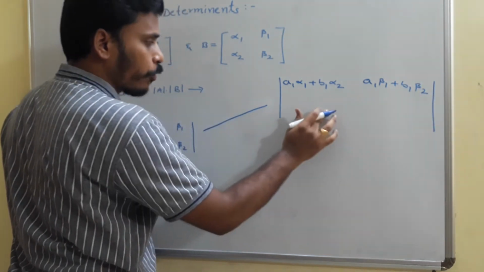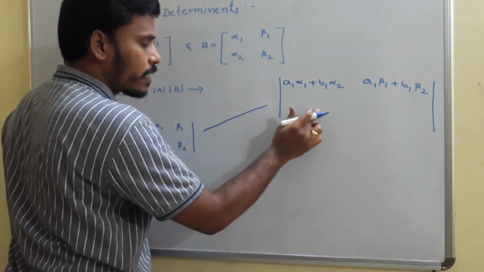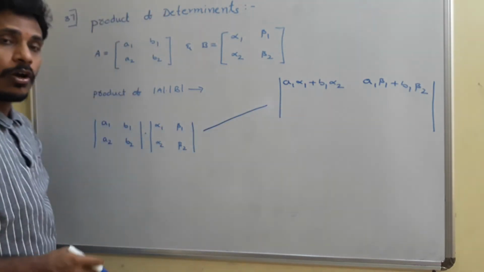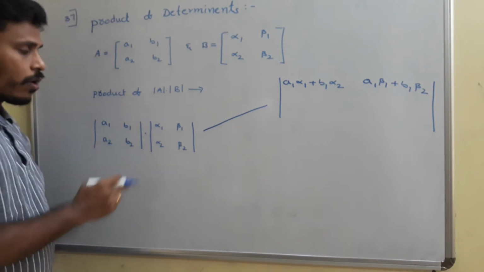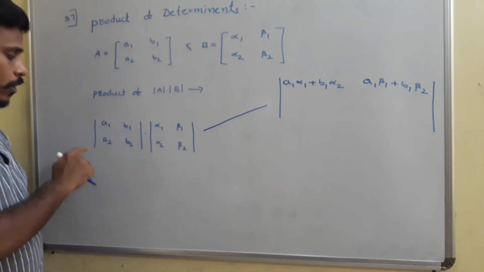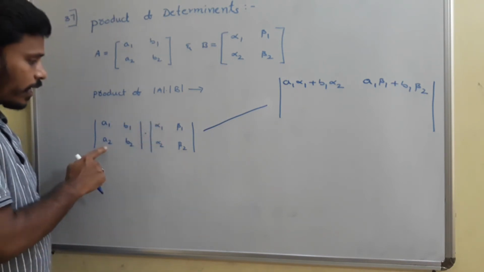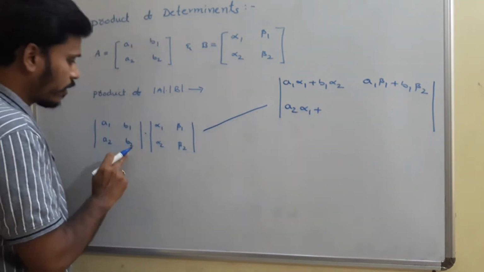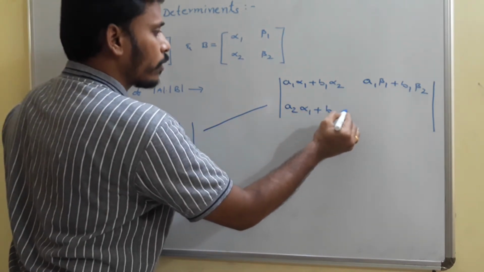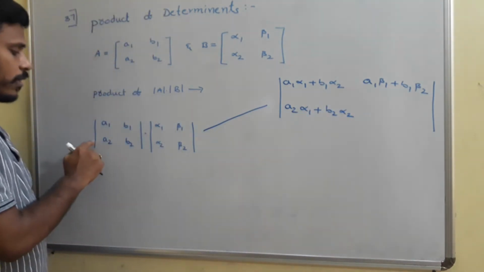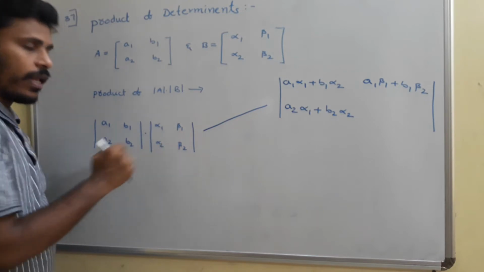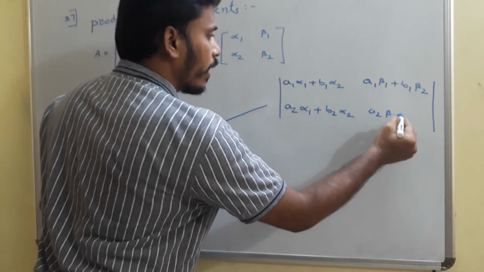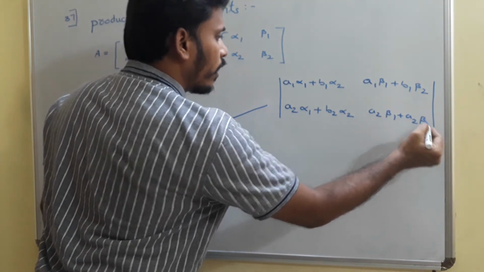And then what is this position? This position is second row, first column. Since its position is second row, first column, you take the second row of the first matrix and the first column of the second. Here it is A2 alpha 1 plus B2 alpha 2. And then the second row and second column: A2 beta 1 plus B2 beta 2.